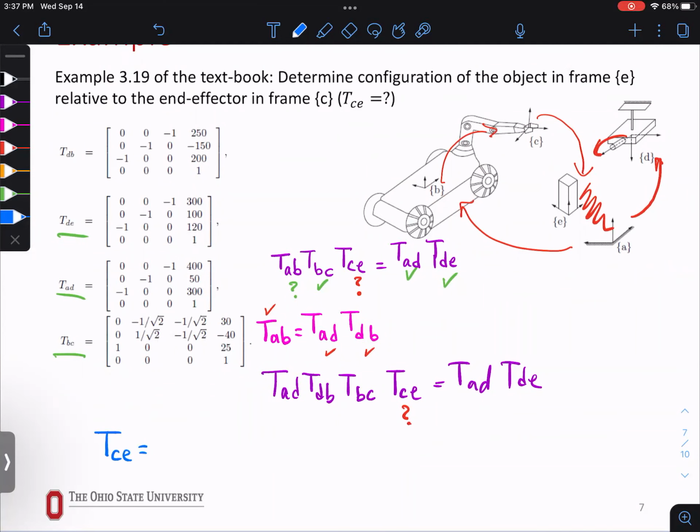TCE would be re-multiplying the inverse of this times TAD times TDE. Now, what's the rest? What remains? The groundwork of plugging in everything and multiplying them, right?